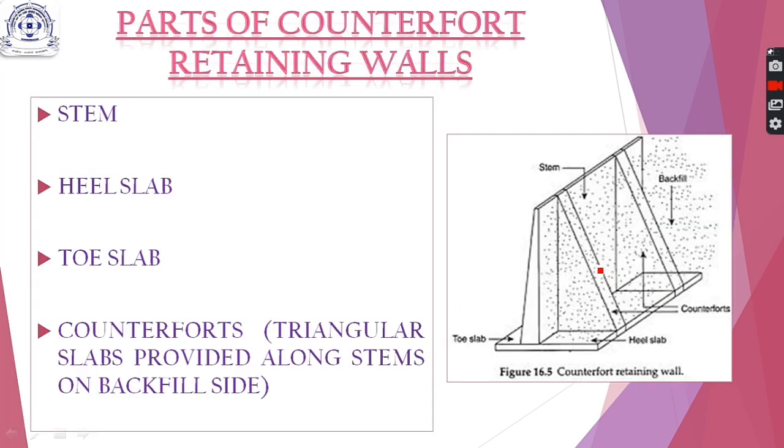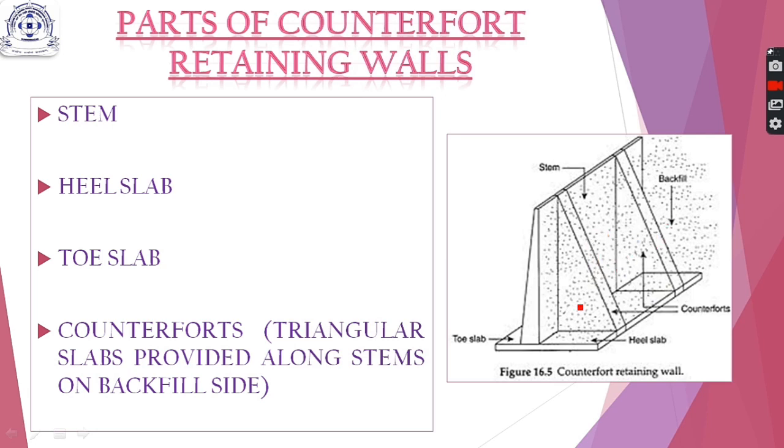The counterfort retaining wall consists of a stem, a toe slab and a heel slab, and apart from these, a very distinctive feature is these triangular, slab-like elements provided along the height of the stem and supported at the stem as well as the heel slab, and are provided at a particular spacing along the length of the retaining wall on the backfill side. So in a completely constructed counterfort retaining wall, we will not be able to visualize these counterforts as these are on the backfill side.